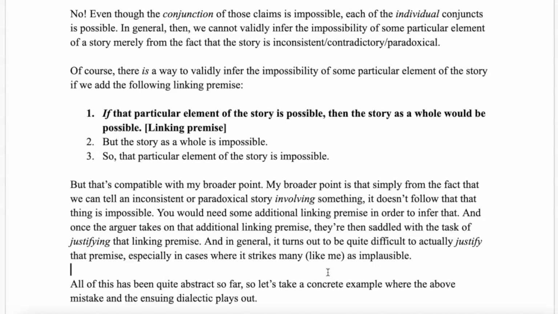So just because you can tell an inconsistent story involving something, right? Just because you can tell an inconsistent or paradoxical story involving something, it doesn't follow that that thing is impossible. So similarly, just because you can tell inconsistent or paradoxical stories involving infinity, for instance, or involving an infinite past, it doesn't follow that an infinite past is impossible, or that actual infinites are impossible. This mistake is made so often in the context of the Kalam, and people need to stop doing it.